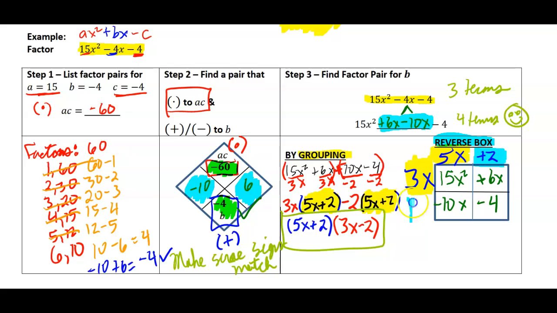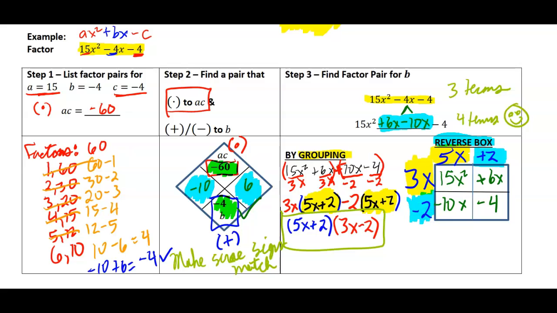Okay, let's try the bottom left box. To get that space filled, I need to think about 5x times something will give me 10 to fill in this thing. So 5 times some number gives me negative 10. Again, I don't need to worry about the x because there's already one there. So that value would be negative 2.